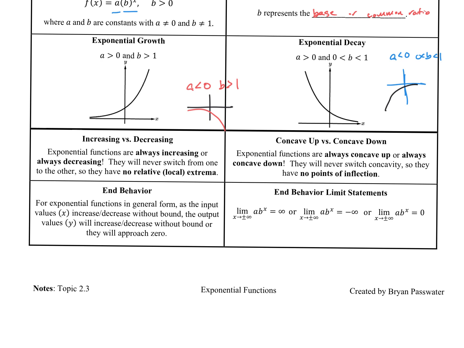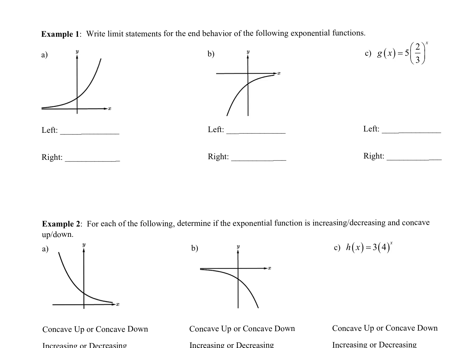All right. Do we see how that worked? Cool. And so now let's talk about end behavior. End behavior is with limit statements. So a limit to infinity or negative infinity. And it's either going to be infinity, negative infinity, or 0, depending on which way it's going. All right, so example 1, we're going to write limit statements for end behavior for these exponentials.